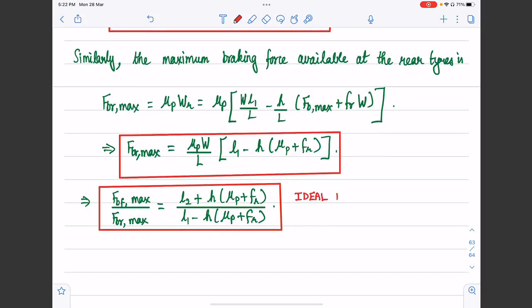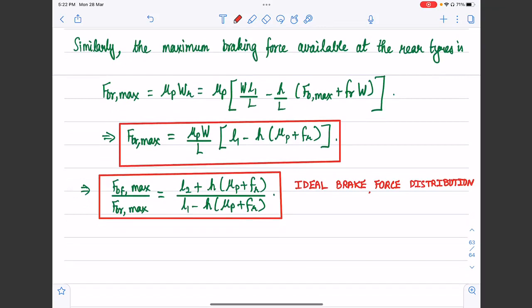So why is it called ideal brake force distribution? Because you will get the best possible braking when we are having the maximum brake force at the front wheels and the rear wheels, which are essentially FBF max and FBR max. And if that is the case, we will get the maximum total brake force, and that will result in the maximum deceleration and the smallest possible stopping distance, right? So that is why this is called the ideal brake force distribution. Brake force distribution is abbreviated as BFD, okay?